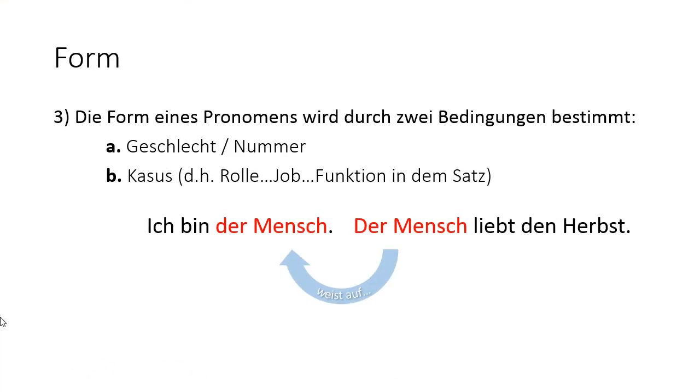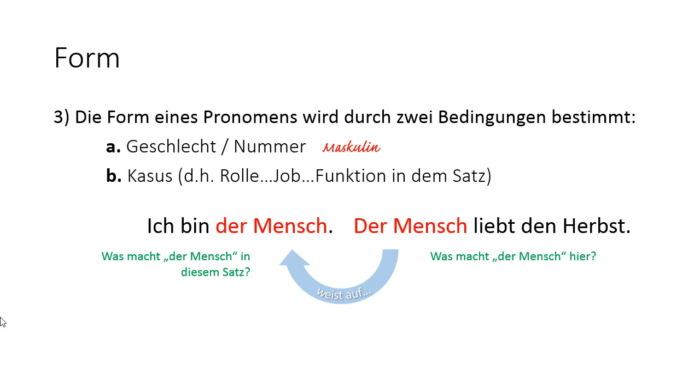So we'll begin here with our example. Ich bin der Mensch. Der Mensch liebt den Herbst. Und we've already said that der Mensch in the second sentence weist auf das Wort der Mensch in the first sentence. It points to it, it refers to it. Sie sind beide maskulin. And now if they were die Frau or das Kind, of course then it would be feminine or neuter. So the point is that they have the same gender regardless of what word they are.